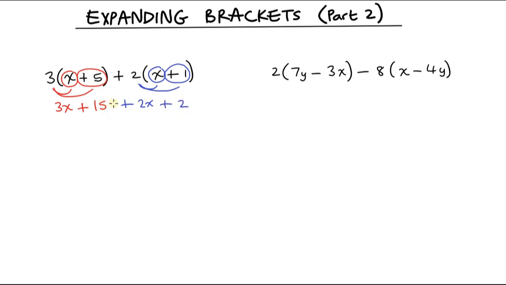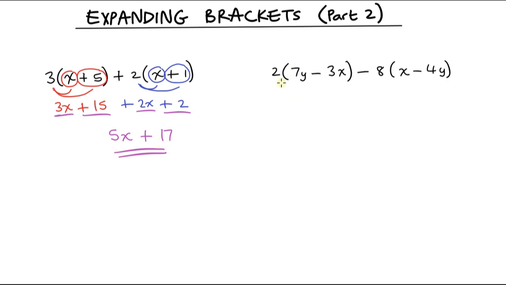So we've done the first part. We've expanded our brackets. Now we just need to simplify our answer. So we just need to collect like terms. You can see we've got a 3x here and a 2x. Well, that will be 5x. And then we've got a positive 15 and a positive 2. Well, that's going to give me positive 17. So my final answer is 5x plus 17.